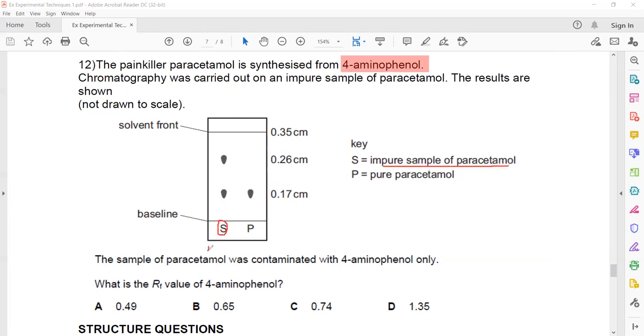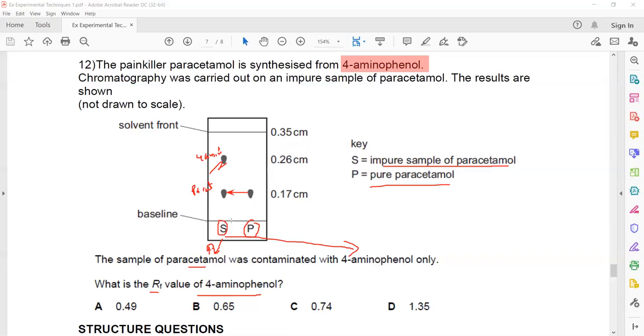It means S contains paracetamol and it also contains 4-aminophenol, and P is pure paracetamol. In the question, they're asking the RF value for 4-aminophenol. So this spot shows it is paracetamol. If this is paracetamol, then this will be 4-aminophenol. So we have to just find the RF value of 4-aminophenol.